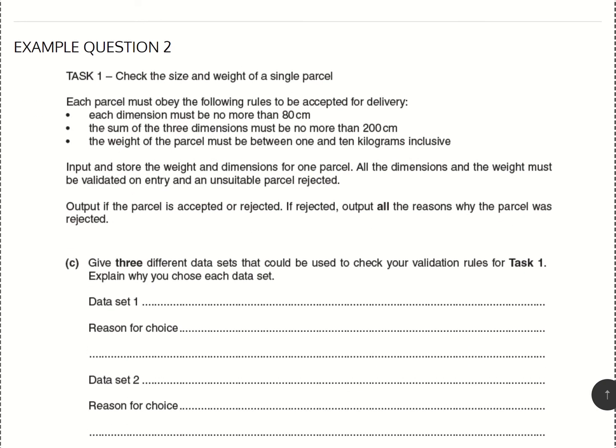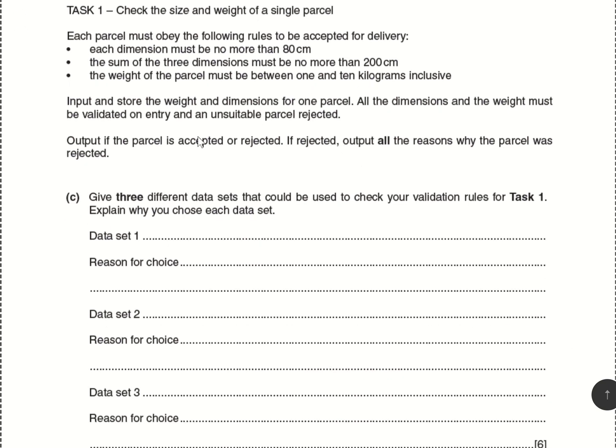Check the size and weight of a single parcel. So each parcel must obey some rules, and those rules are: each dimension must be no more than 80 centimeters. The sum of the three dimensions must not be more than 200. The weight of the parcel must be between 1 and 10 kilograms inclusive, so including 10 and 1.